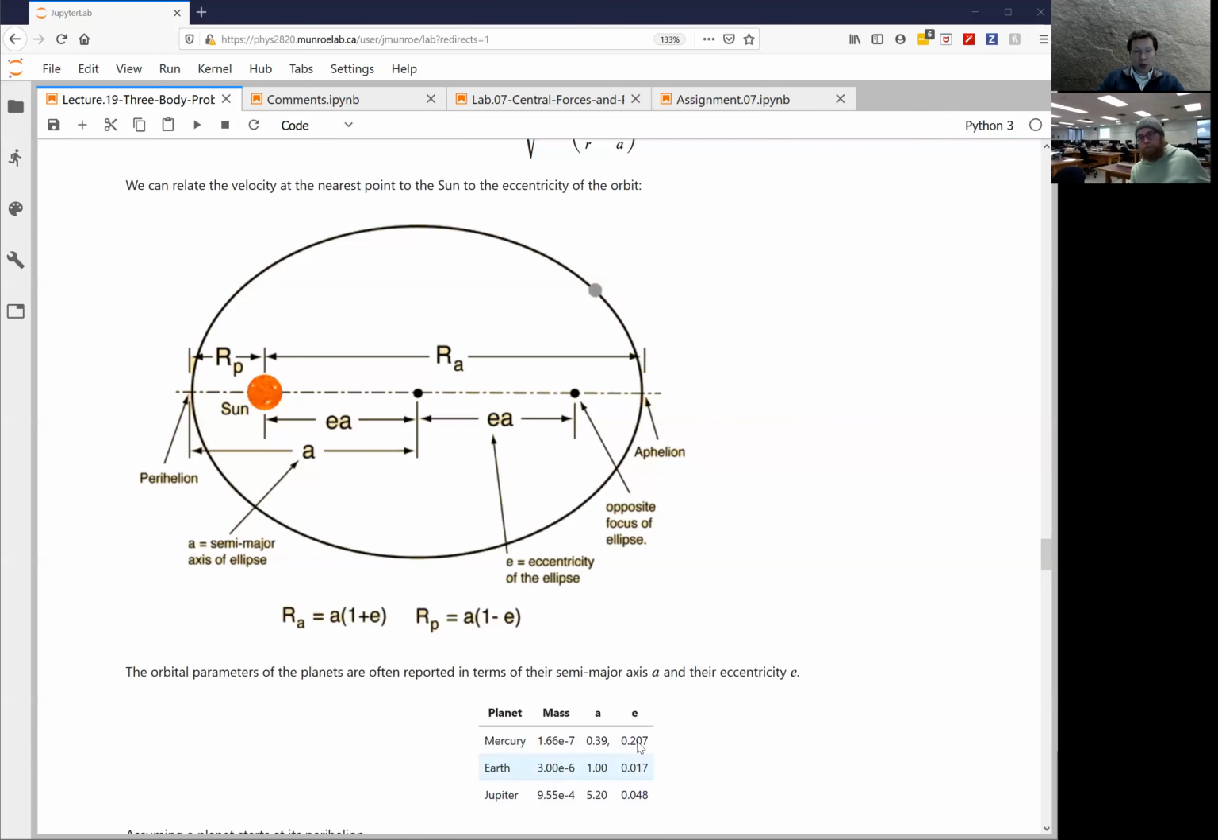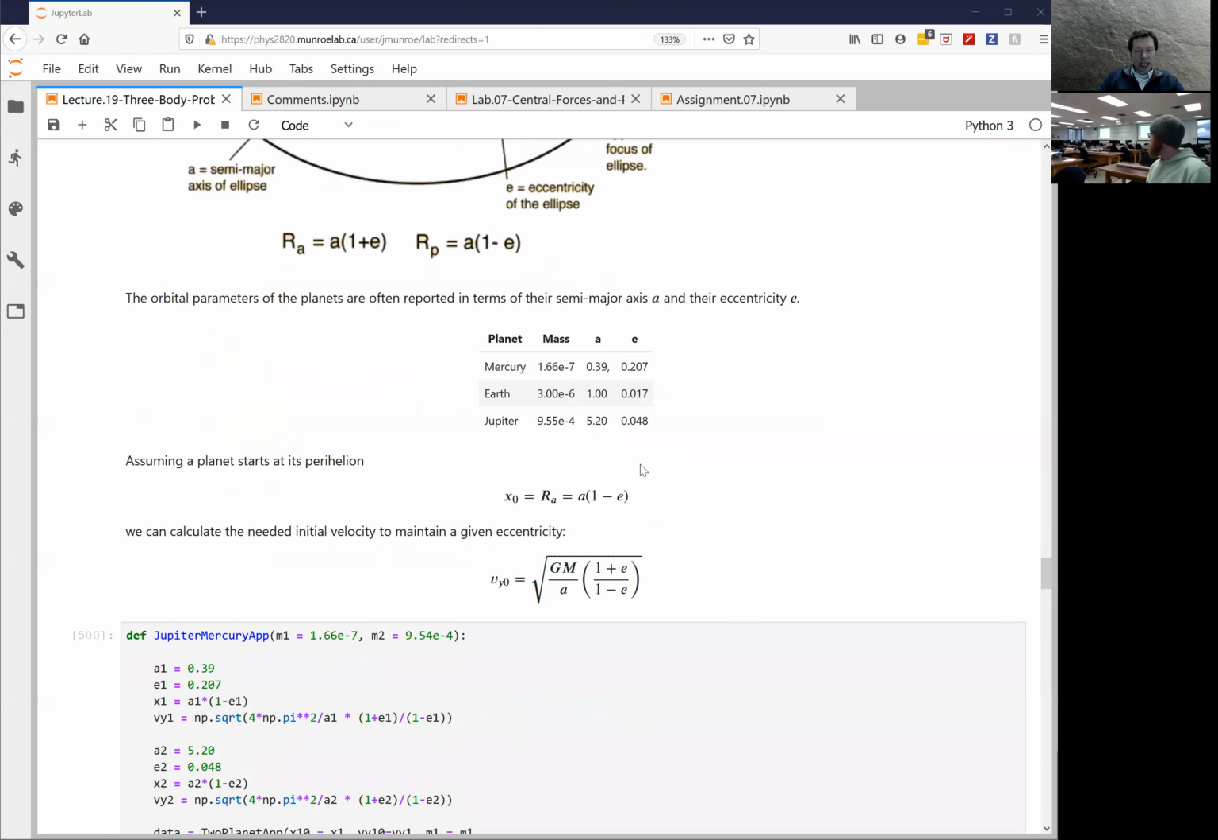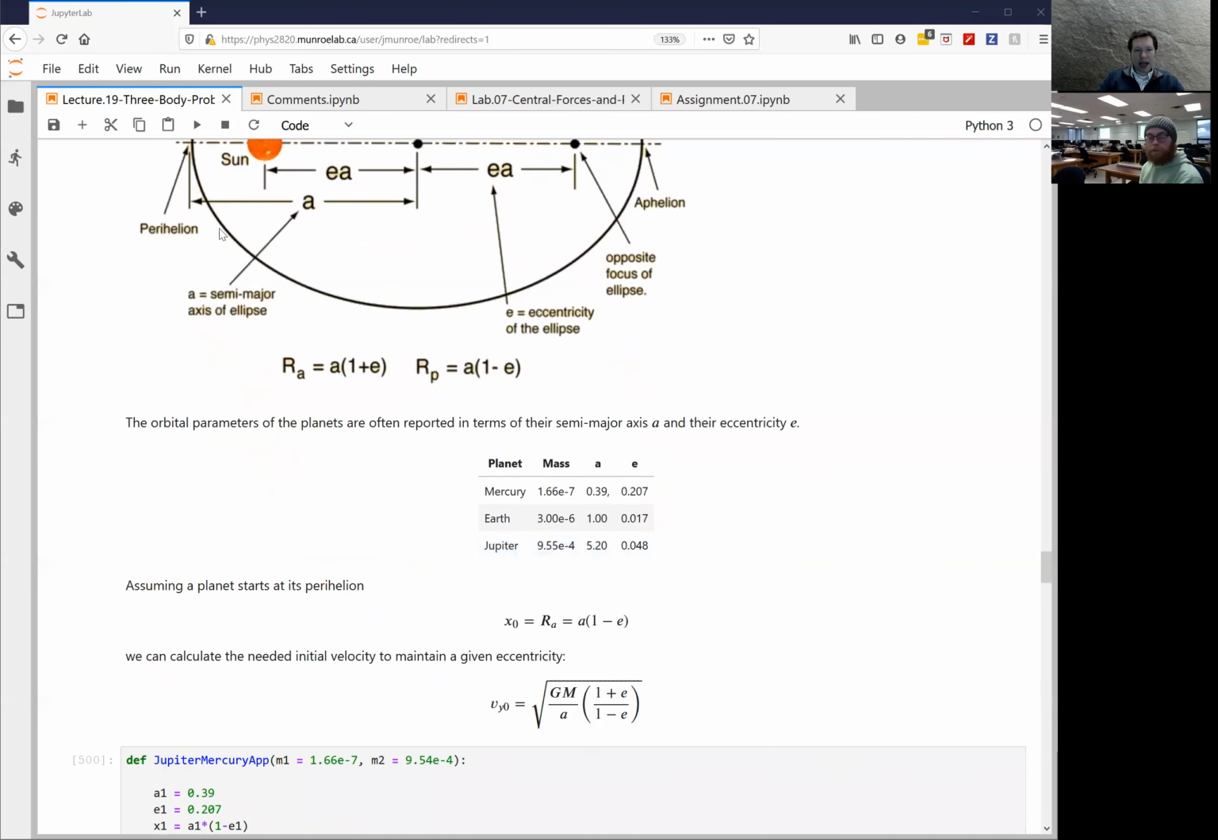But these are the numbers we can use to simulate real planets all the way through. Okay, so here we go. If I take this idea that I can, at the perihelion, rewrite that distance in terms of the eccentricity. So what am I doing here? I want this distance right here written in terms of the eccentricity.